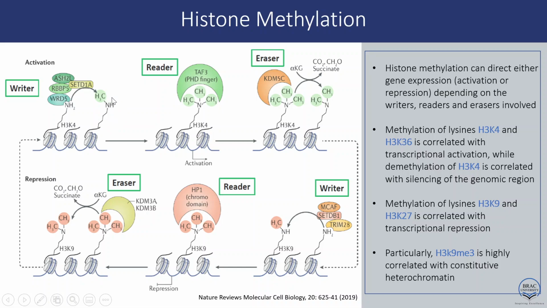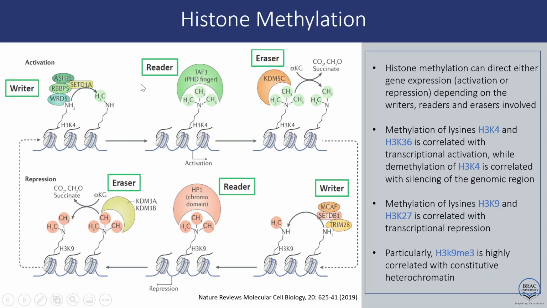So this is the writer, which added the methyl group to a particular side chain, in that case H3 and K4. The readers mainly read those changes. Three methyl groups are added in the side chain of histone H3, and the eraser then erases those methyl groups. If you can see this, there are 3 methyl groups, and the eraser just removes 1 methyl group.